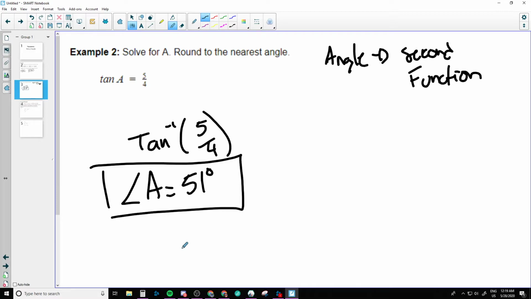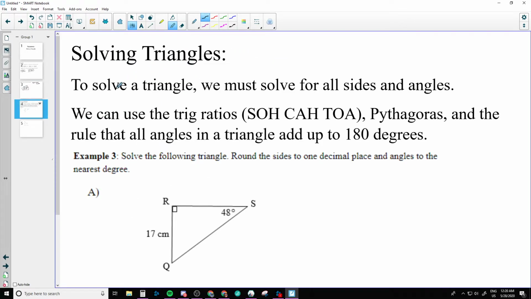Now let's get into a couple of questions. We're going to review a couple of things again, and then we're going to get into some questions where we can practice solving for a whole triangle. So to solve for a triangle, we must solve for all sides and all angles. In order to do this, we can use the trig ratios. Remember SOHCAHTOA. We can use Pythagoras. And we can use the rule that all angles in a triangle add up to 180 degrees.